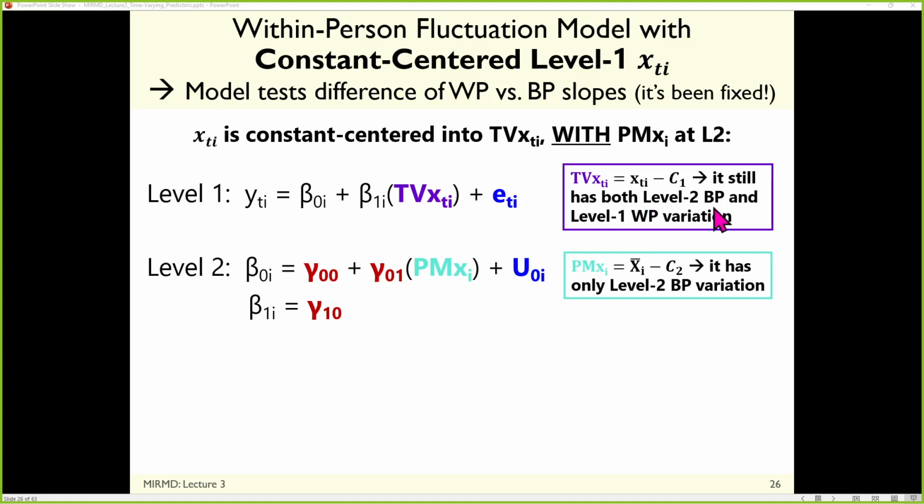Time-varying X has level 1 between and level, nope. That means drink. That's what that means. If I say level 1 between, that means I need more caffeine.